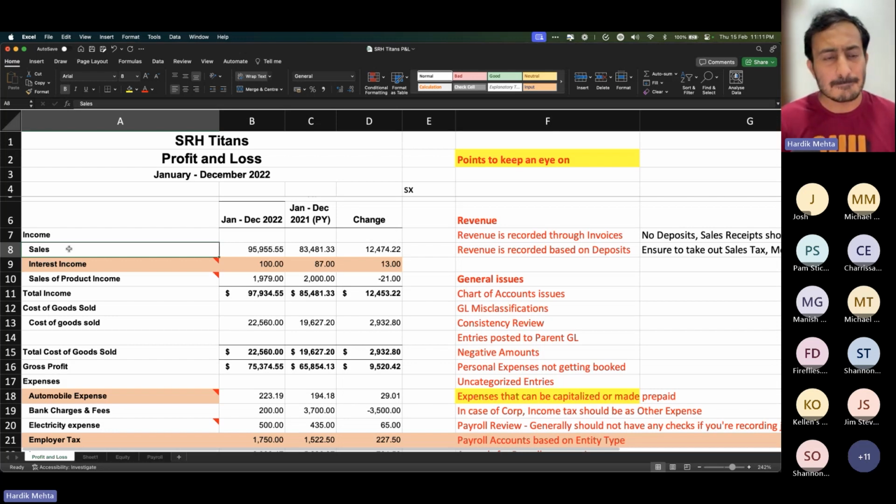So this is a profit and loss and balance sheet review. Now I'm going to talk about some of the best practices that have helped us have a very smooth and clean year end close process for our clients.